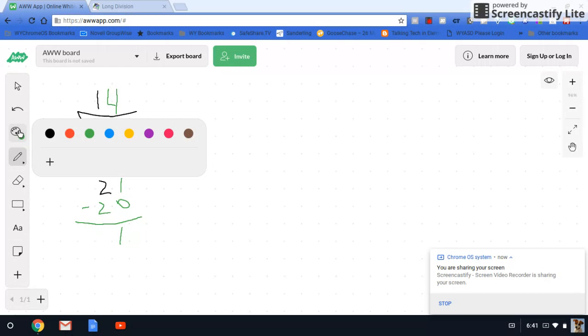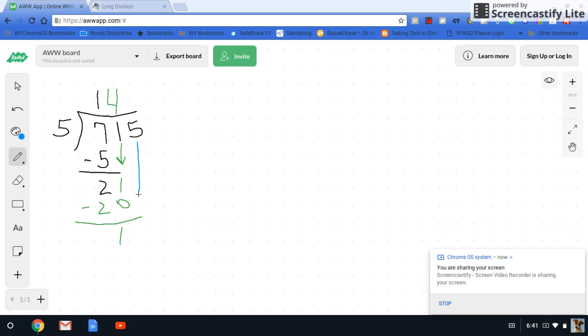I'm going to switch colors one more time just so that you can see visually the changes that are happening. Now I'm going to bring down this 5. And I'm going to think, how many times does 5 go into 15? That would be 3 times. 3 times 5 is, in fact, 15. 15 minus 15 is 0.